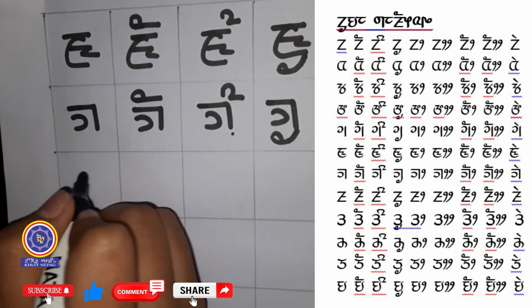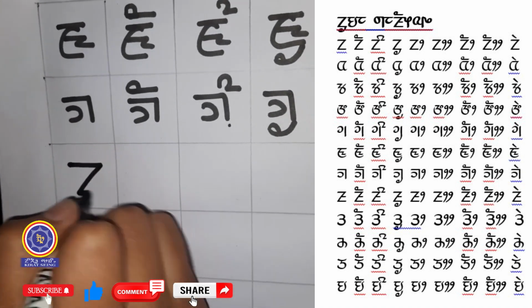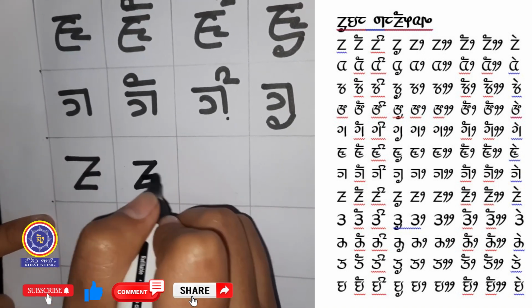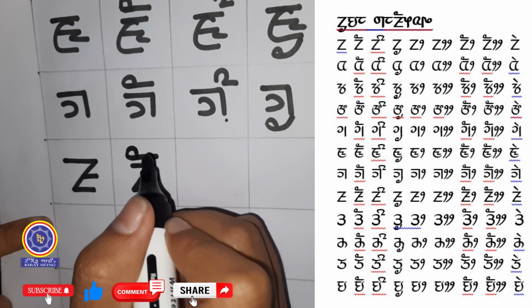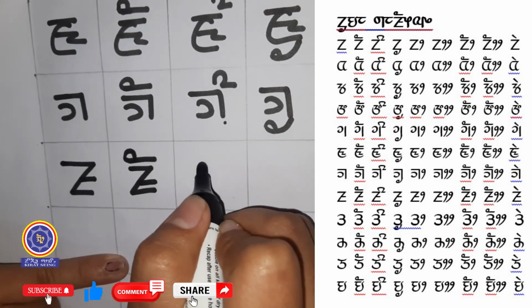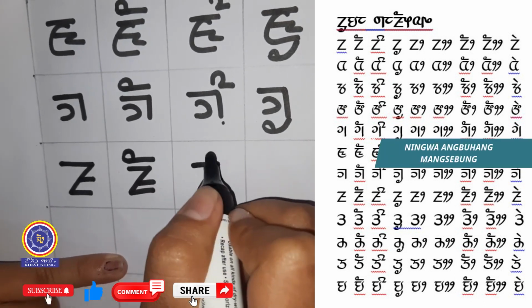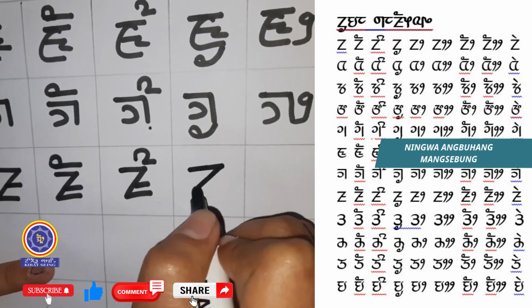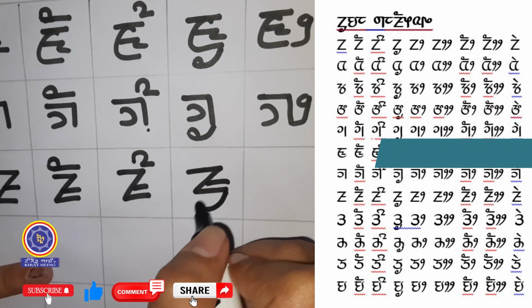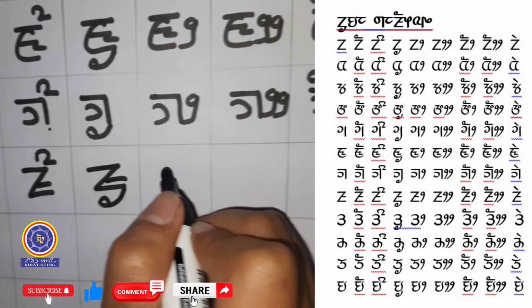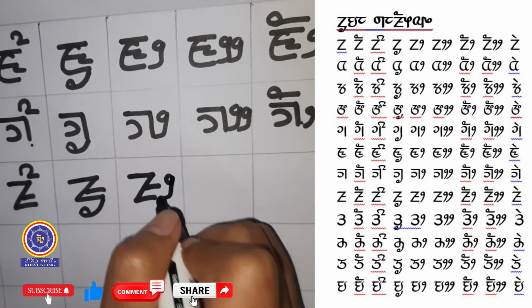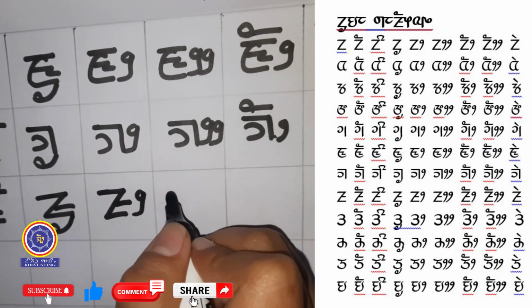And next letter is No. And then No and add Amma, No Ammana. And No and add Iksu, No Iksuni. And then write No and add Uksu, No Uksunu. And again write No and add Etu, No Etune.